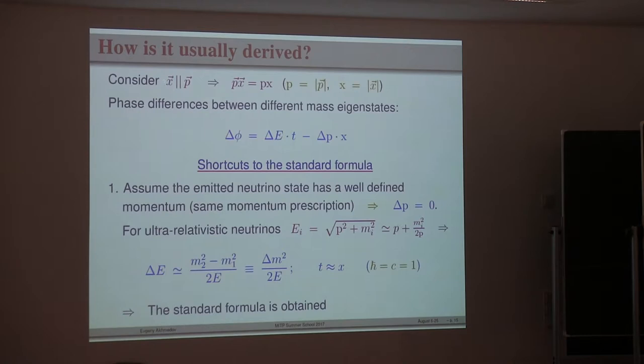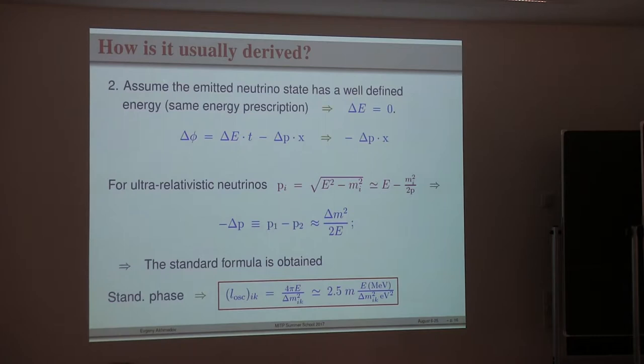We can do something different. Some people prefer a different approach. I say, okay, let's assume that neutrinos are produced not with the same momentum, but with the same energy. Okay, delta E is zero.